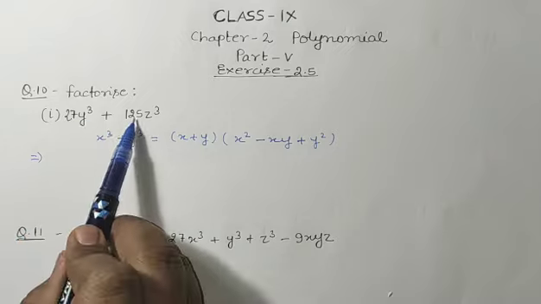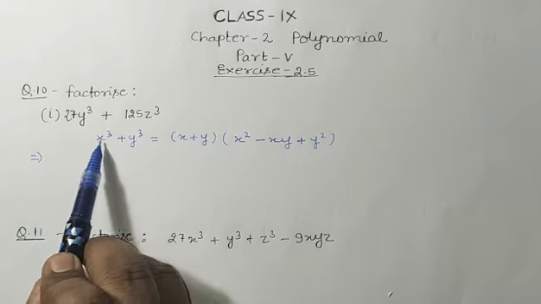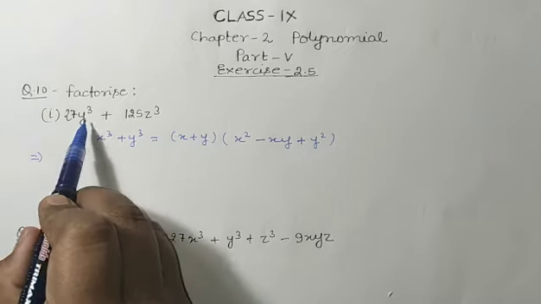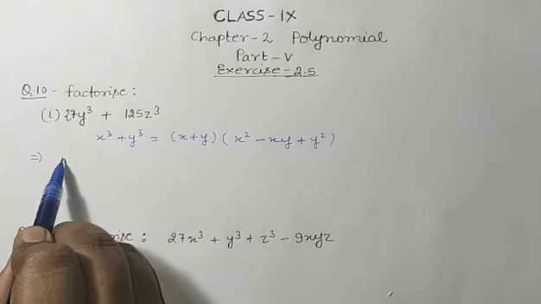Firstly we will try to write this step like this, means whole cube. So 27 is the cube of what? 3, and here it is y, so 27y cube you can write as (3y) whole cube, plus 125 is the cube of what? 5, so it can be written as (5z) whole cube. Now it is like x cube plus y cube.